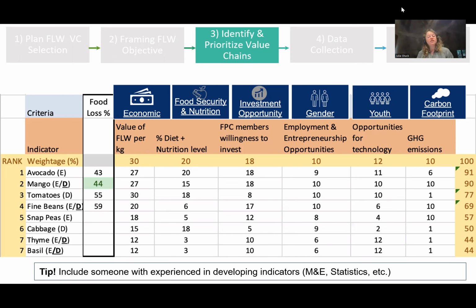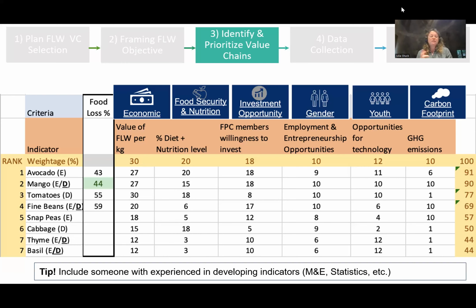Looking at gender, which for them was really focusing on the role of women, we wanted to look at employment and entrepreneurship opportunities. So during the process, this was understanding what roles women play at different stages of the value chain and what income they earn compared to men. And then we looked at youth, and youth I thought was interesting because youth is anybody 18 to 35, and really looking at how to engage them. And they wanted this to be opportunities for technology because those are some of the things that draw in youth.